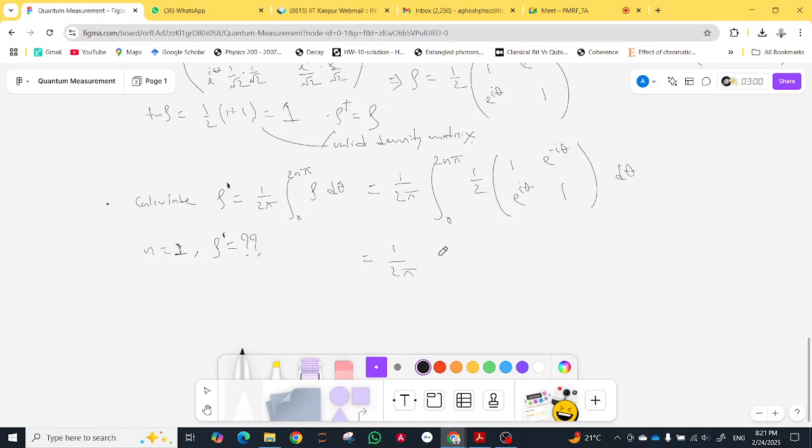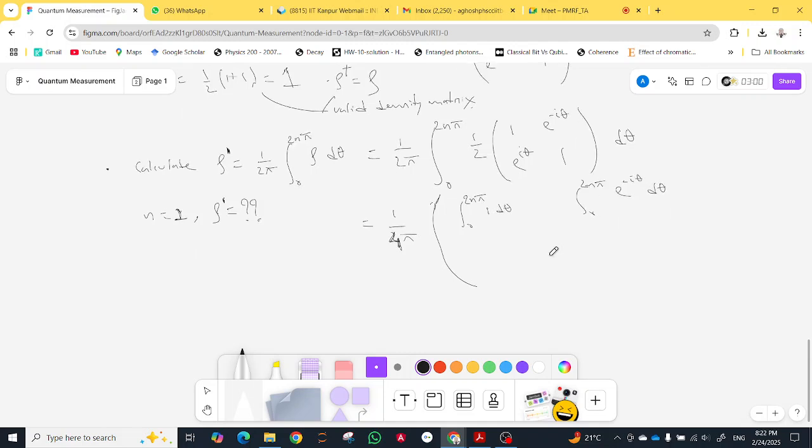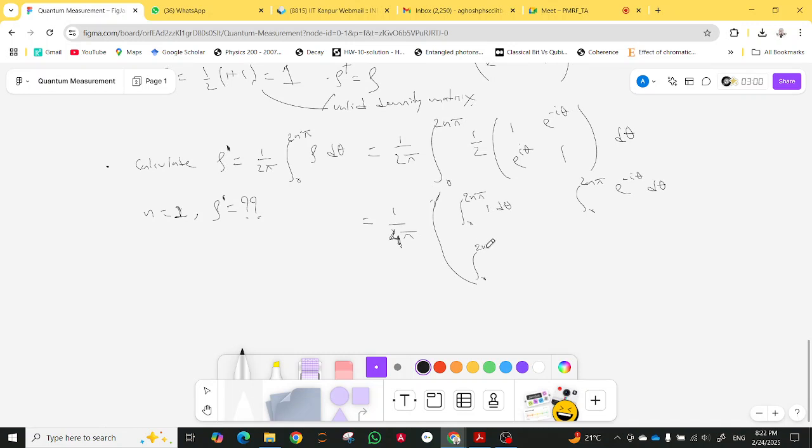So this is 1 by 2 pi. Now this half is coming, so make it 1 by 4 pi. So this is 1 by 4 pi, and the matrix is now: first term is integration 0 to 2n pi 1 d theta. Second term is integration 0 to 2n pi e to the power minus i theta d theta. Here you have integration 0 to 2n pi e to the power i theta d theta, and here again 0 to 2n pi 1 d theta, right? So this is the integration of the density matrix.